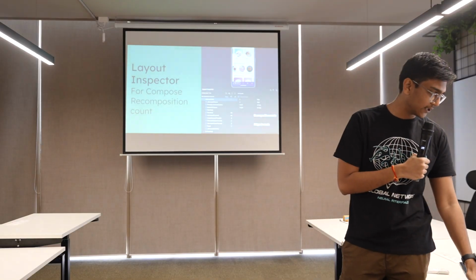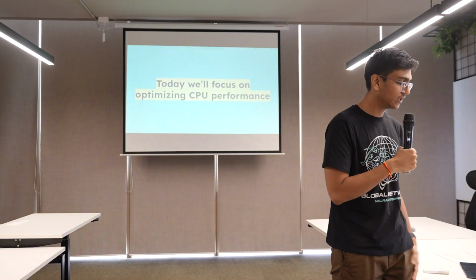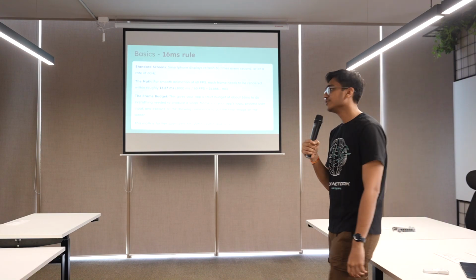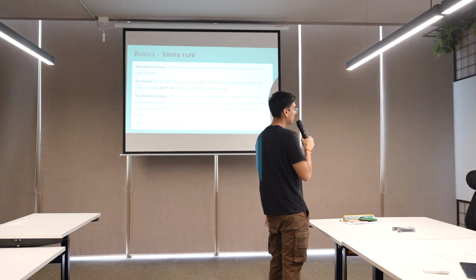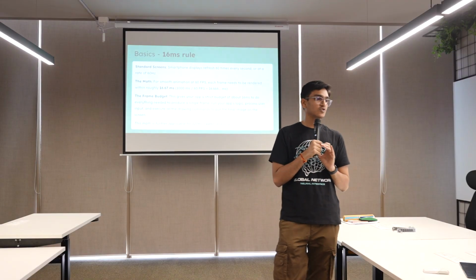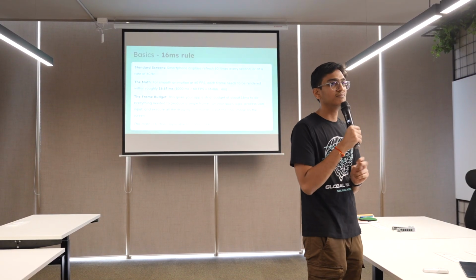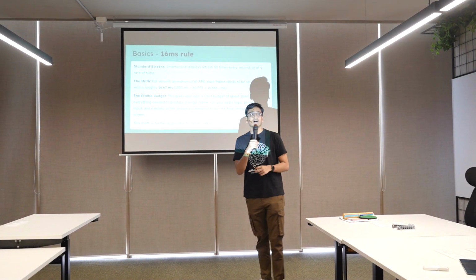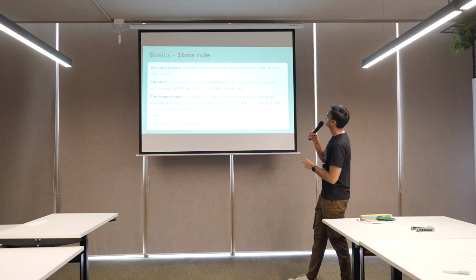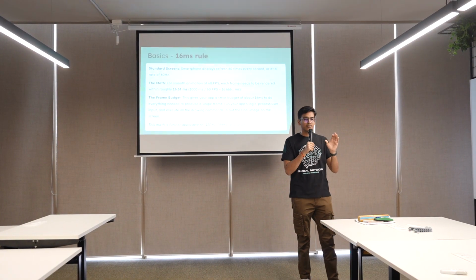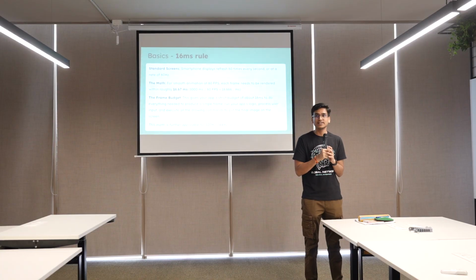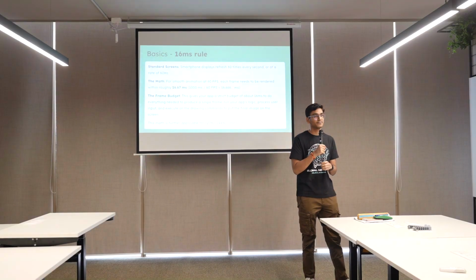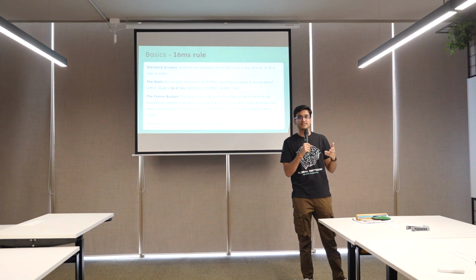So this is what Android Studio provides, and as we said, today we focus on optimizing CPU performance. Previously I asked you a question: what is a jank? So there is basically a 16 milliseconds rule, a very basic rule. Let's assume a smartphone has a 60 Hz refresh rate. What does that mean? It has to produce 60 frames every second. Okay, 60 frames every second.